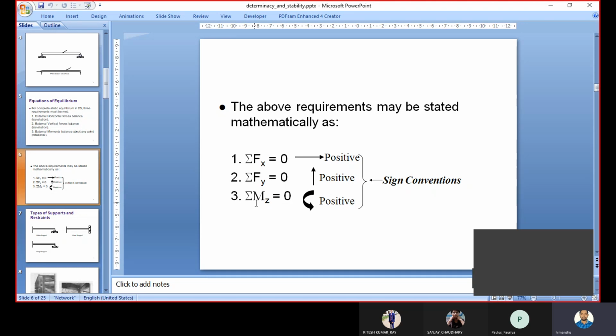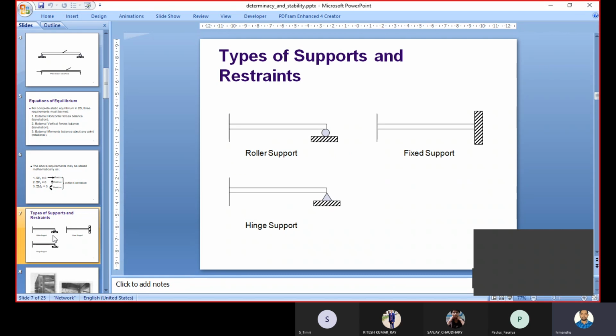Same is the case for movement. If movement is counterclockwise, then we take it as positive, and if movement is in the clockwise direction, then we take it as negative. So these sign conventions you must remember all the time because these are very important. Let's see how many types of supports and restraints there are.